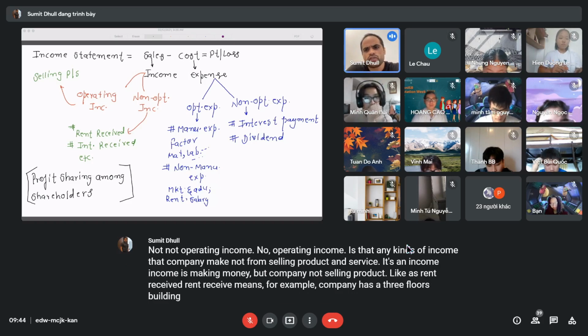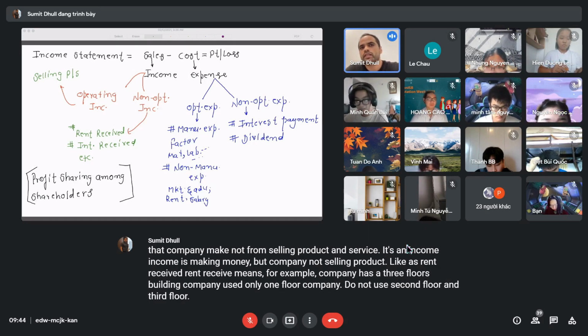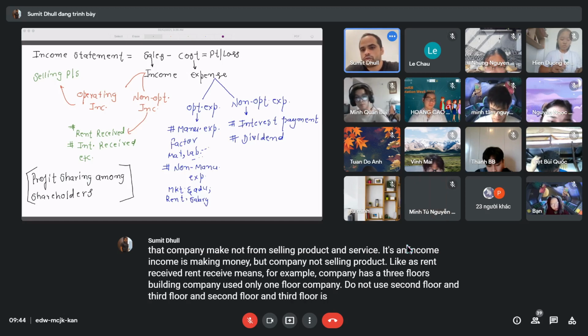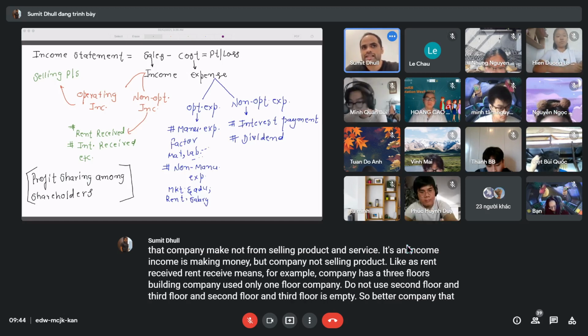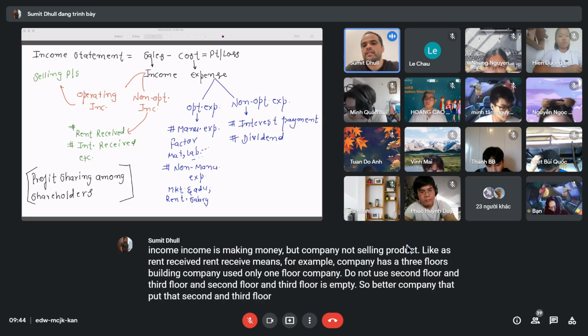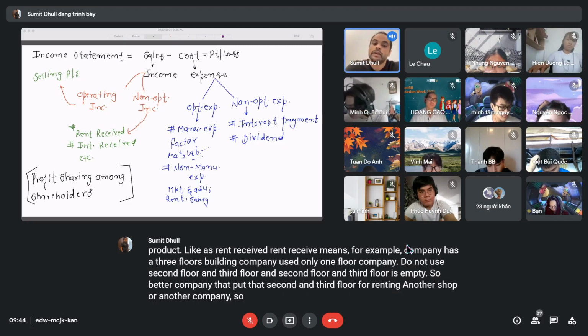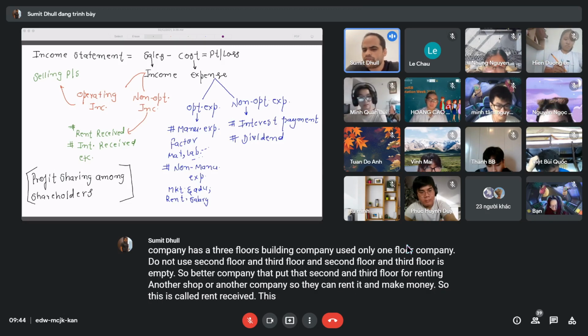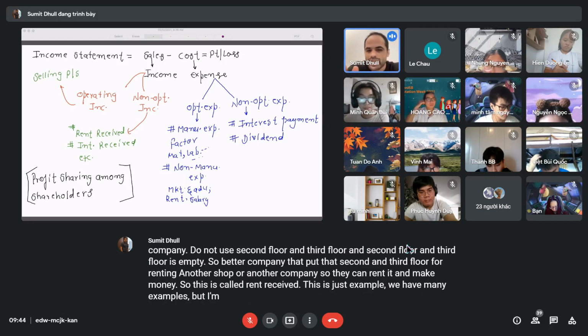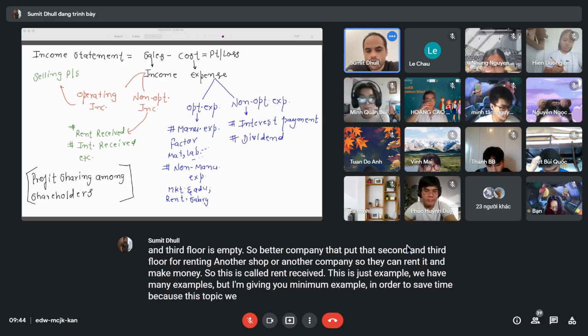Company uses only 1 floor. Company does not use the 2nd floor and 3rd floor. The 2nd floor and 3rd floor are empty. So it is better for the company to put the 2nd and 3rd floor up for renting to another shop or another company, so they can rent it and make money. So this is called rent received. This is just an example. We have many examples, but I'm giving you minimum examples in order to save time, because this topic we will start again.